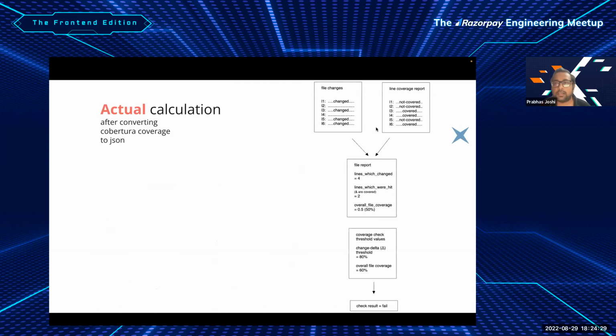So this is a simplified view of the calculation. If you try to see the calculation in more of a flowchart way, imagine that these are the file changes, right? So there are the different lines that got changed: L1, L2, L3, L4, L5, L6. And there is a coverage report, which is the Cobertura report, which tells me which line is covered, what line is not covered. So if we do a simple comparison between the two, I know that there are 4 lines which changed, and there are just 2 lines out of those 4 which are covered. So there are 2 lines which are not covered, right? So it's very simple mathematics once you know about Cobertura.